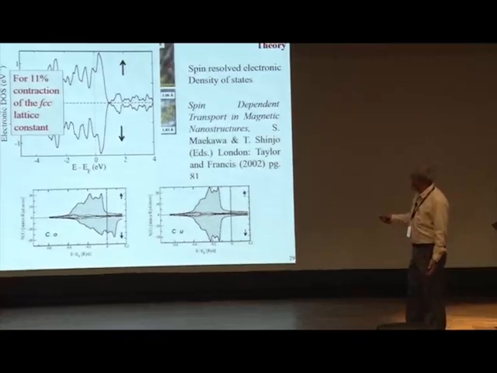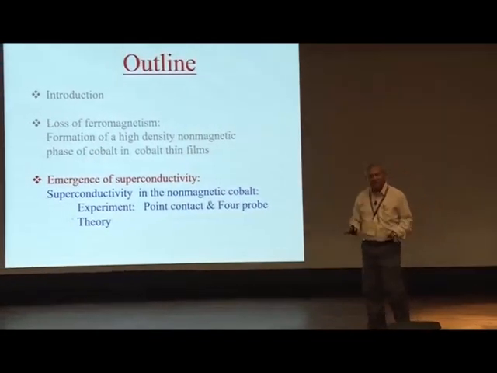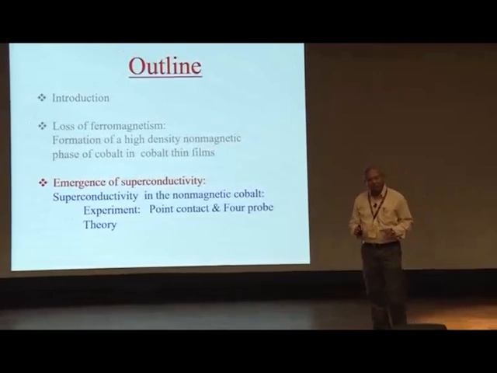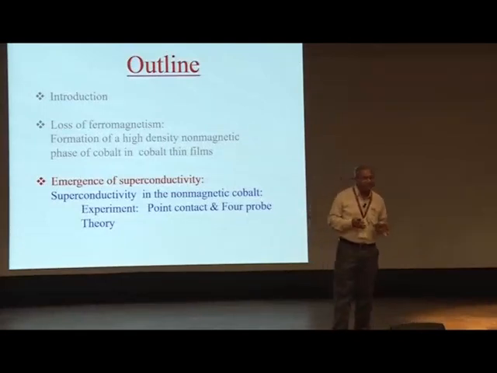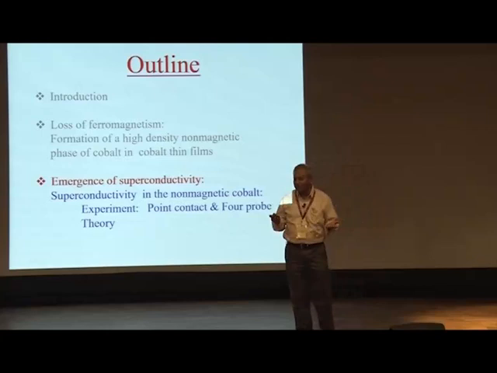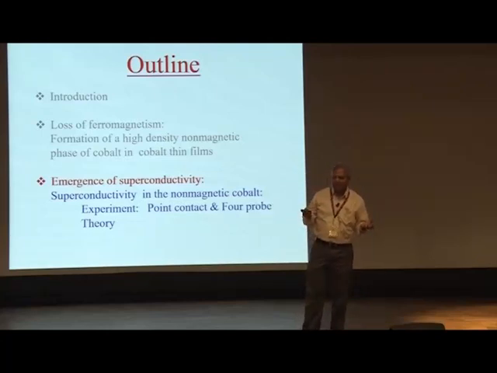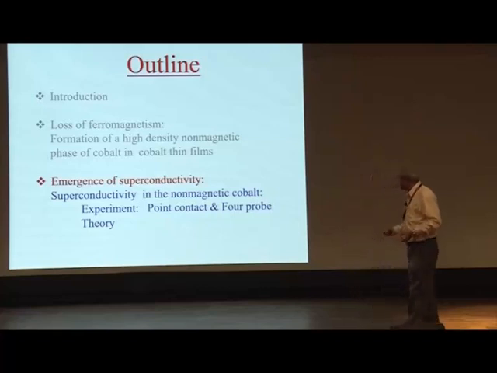So 11% contraction of the FCC lattice was taken there. Now, having established the presence of non-magnetic high-density layers, the question is why we didn't see superconductivity so far in iron, cobalt, nickel, or anywhere in elemental materials where there is long-range magnetic order, either ferromagnetic or antiferromagnetic. Cooper pairs cannot be formed, so there is no superconductivity. But since we now have a material, cobalt, which is non-magnetic, we can expect that superconductivity may arise there. Okay? So with that, we went forward.